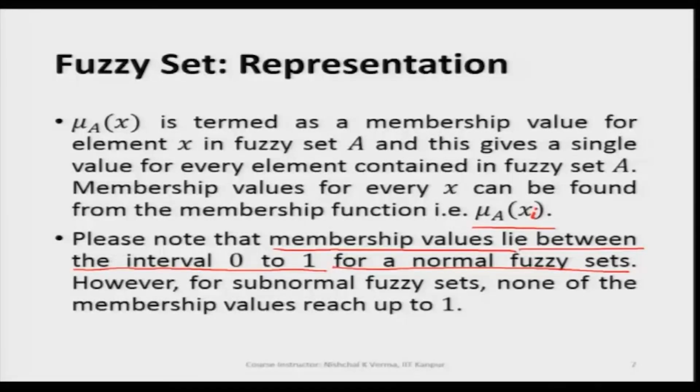A fuzzy set which has at least one membership value equal to 1 is a normal fuzzy set, but any fuzzy set which does not have any membership value equal to 1 is called a subnormal fuzzy set. In other words, subnormal fuzzy sets are those sets which do not have any membership value up to 1.